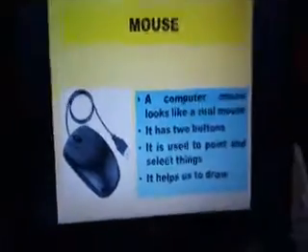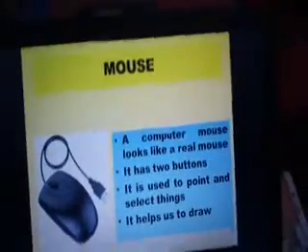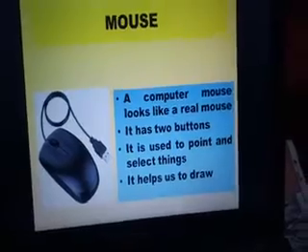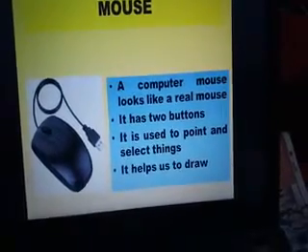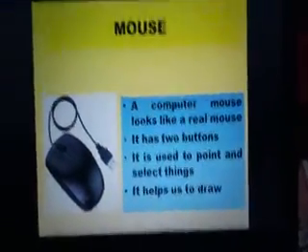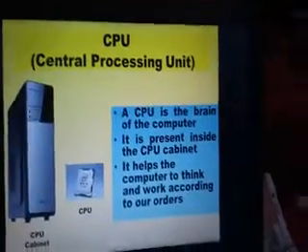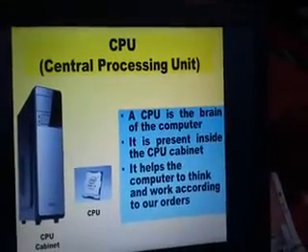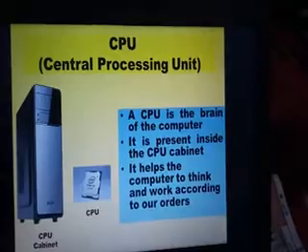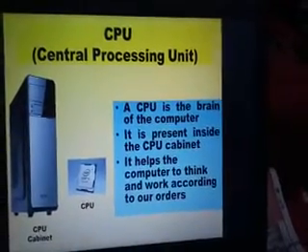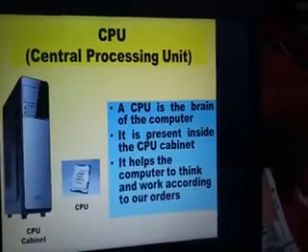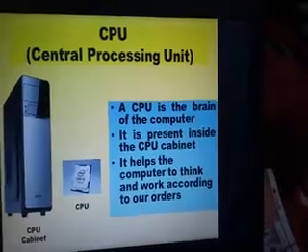So once again, a mouse looks like a real mouse. It has two buttons. It is to point and select things, and it helps us to draw. The next part of the computer, the CPU, Central Processing Unit. A CPU is the brain of the computer. It is present inside the CPU cabinet.